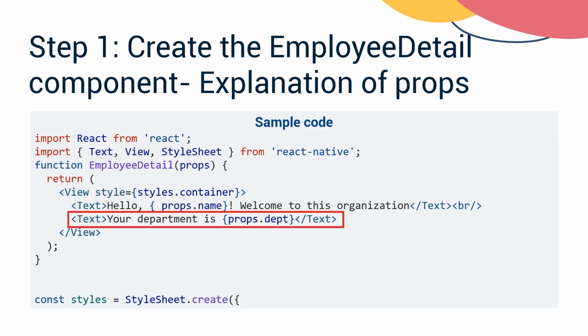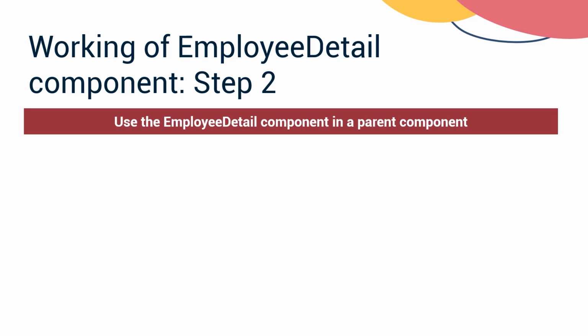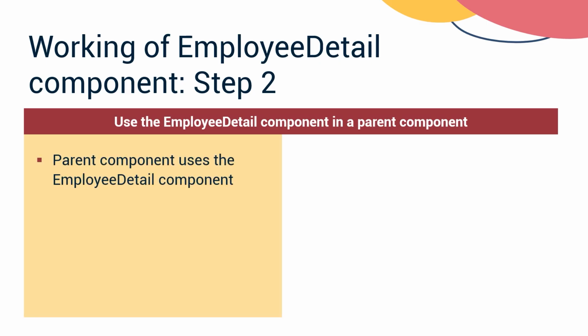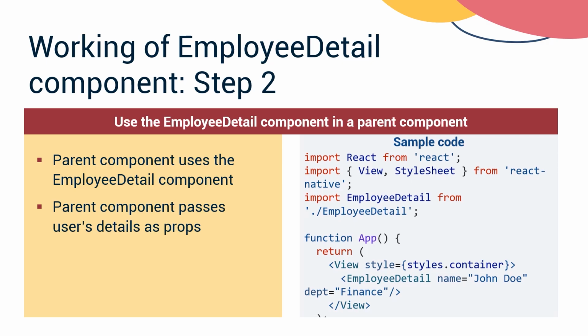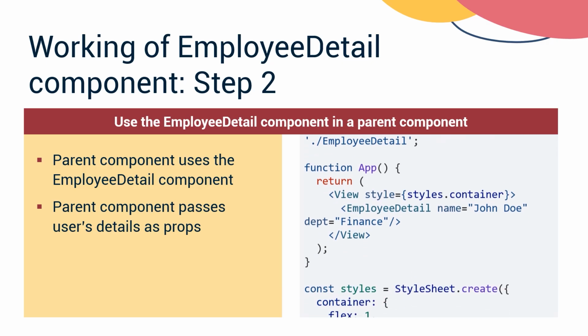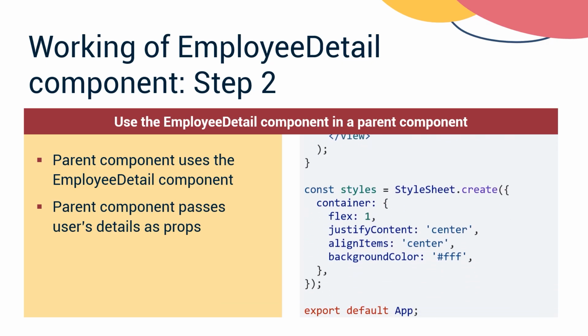Finally, let's understand the rendering aspect of props. In the employee detail component, you will notice a text element that displays a welcome message along with the prop object, which includes the employee's name and department details. After creating the functional component employee detail in React Native, the next step is to use it in a parent component. The parent component uses this employee detail component and passes the user's details as props. Here is the code you can use to perform this step. Note that props help pass data to the employee detail component in the app component.